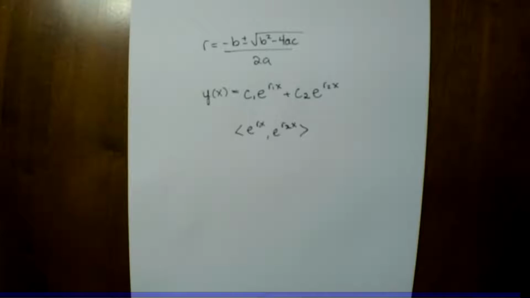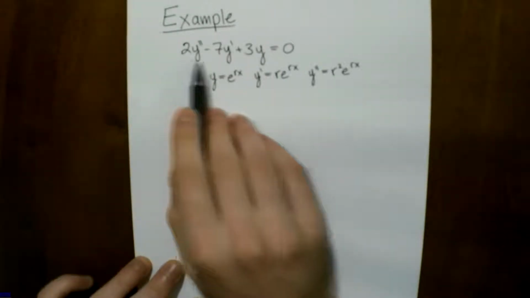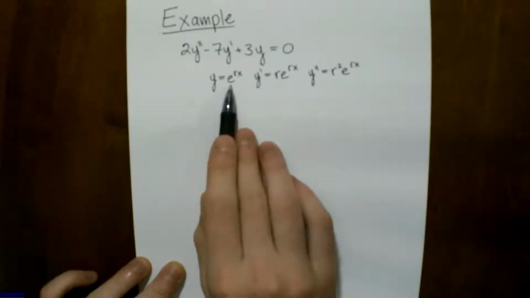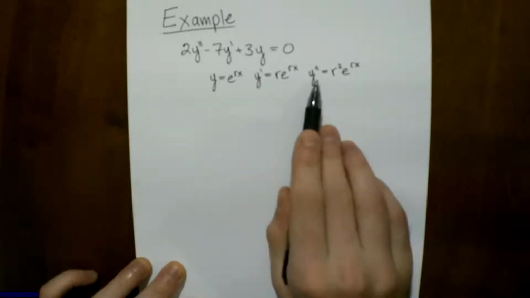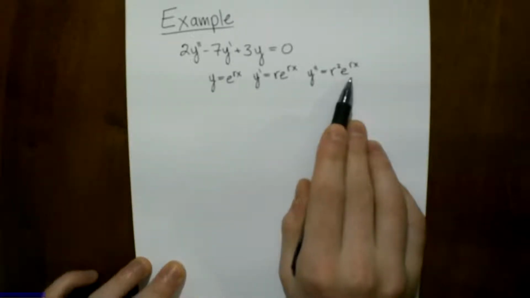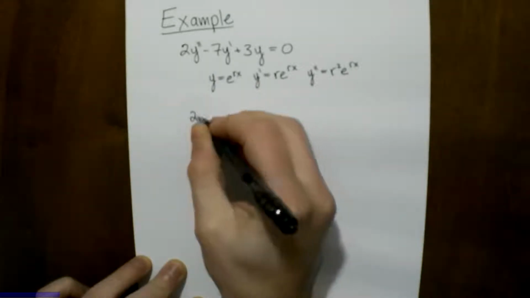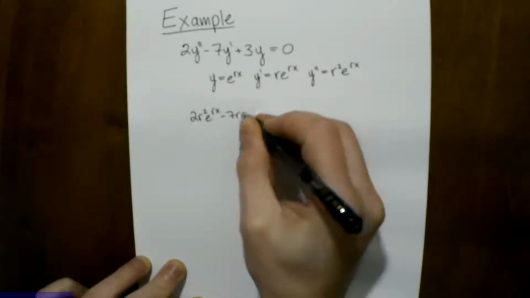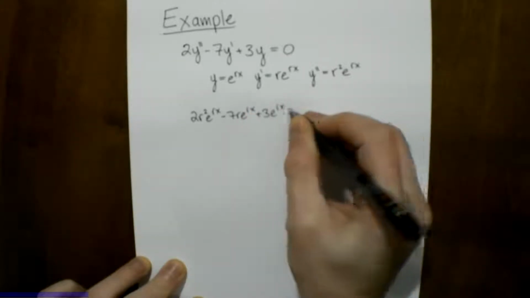So let's do a quick example and put what we now know onto paper. Given the differential equation 2y'' - 7y' + 3y = 0, and recalling from before, we're going to let y be e^(rx), and then its first derivative, of course, is re^(rx), and the second derivative, r^2 e^(rx). We can substitute these into our original statement, so that would be 2r^2 e^(rx) - 7r e^(rx) + 3e^(rx) = 0.